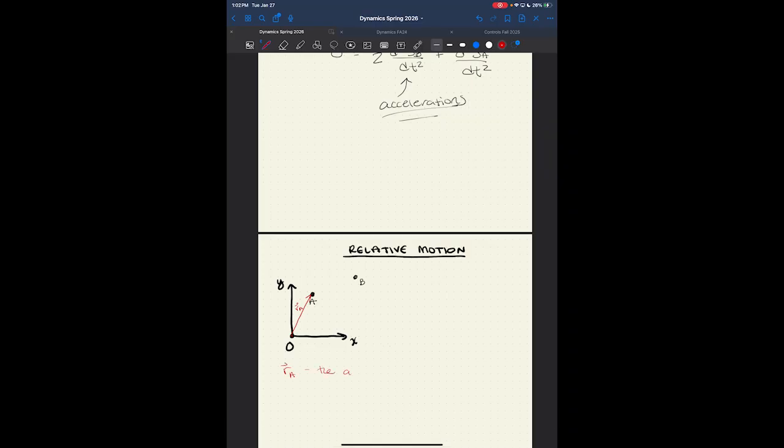So r of A is the absolute position of particle A relative to my fixed Cartesian coordinate system. So let's pretend A is you. A is you, and maybe the origin is your home.